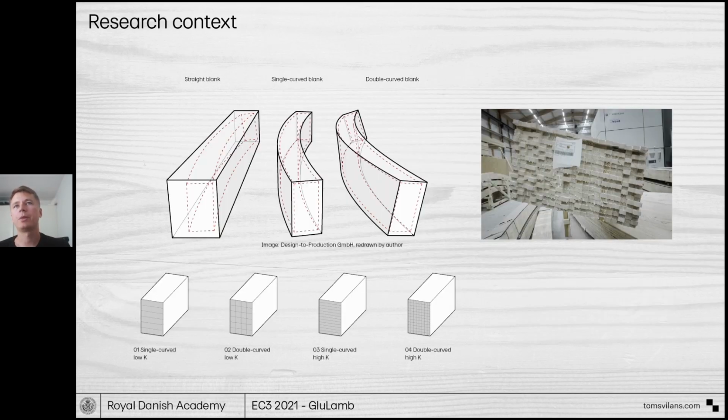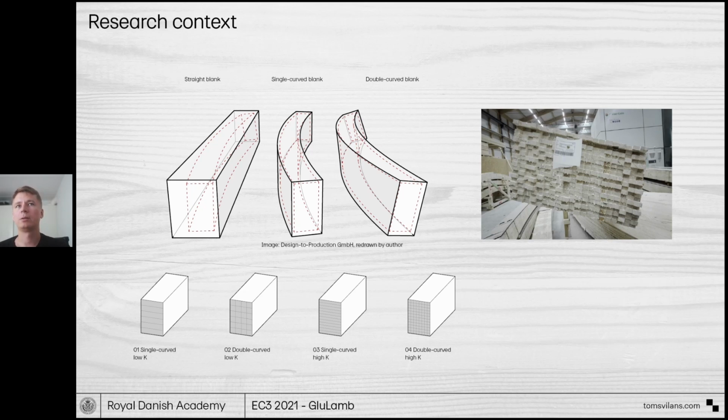In industry, there are three main GluLamb blank types: straight, single curved, and double curved. Straight blanks are the simplest and consist of laminating boards of arbitrary dimensions into rectangular beam-like elements. Single curved blanks are curved in a single plane, and therefore their lamination dimensions are constrained by the degree of curvature. The higher the curvature, the thinner the laminations must be. Double curved blanks are curved out of plane, and therefore impose a further constraint on both lamination dimensions, leading to an exponential increase in laminations.